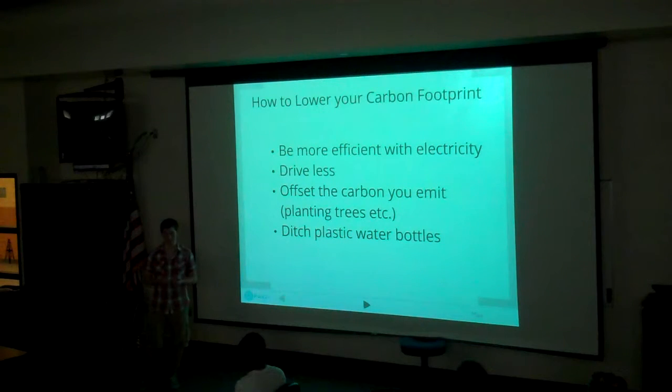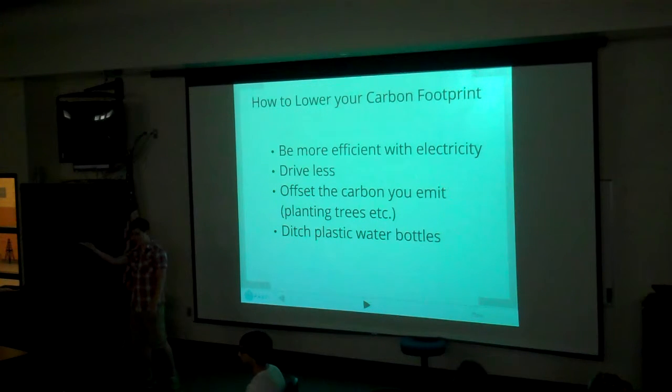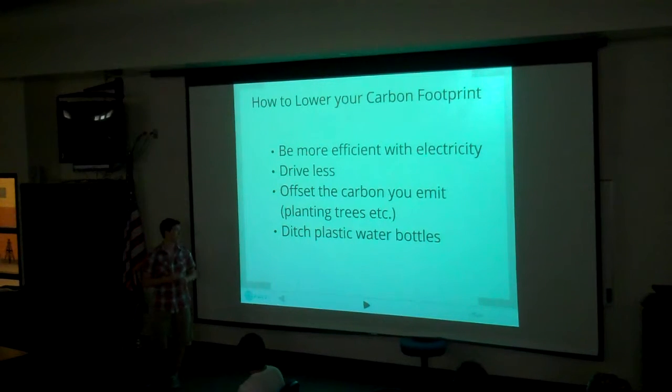You can be more efficient with electricity. Don't leave things on, especially in standby mode. You should unplug things, because a lot of times, even when they say they're off, they leach power. That's bad. And by saving electricity, you save money too, because you're reducing your electricity bill. You can drive less, like the cycling group said. Cycling's good. And then you can offset the carbon you emit by planting trees, stuff like that. That's one of the things I did.